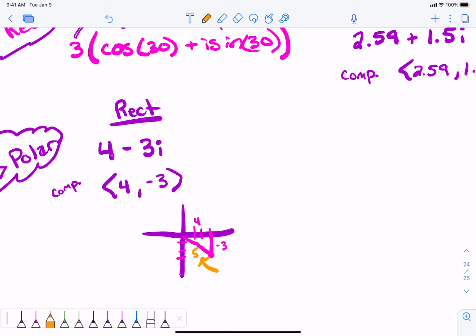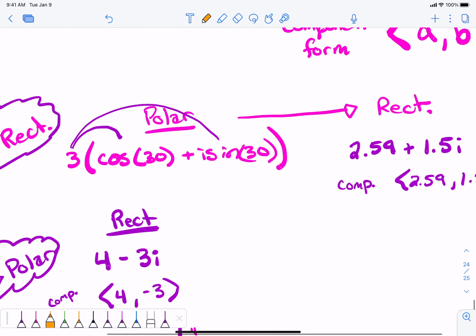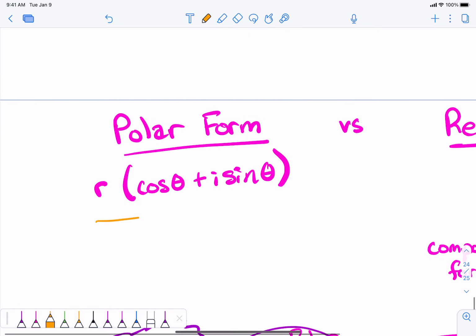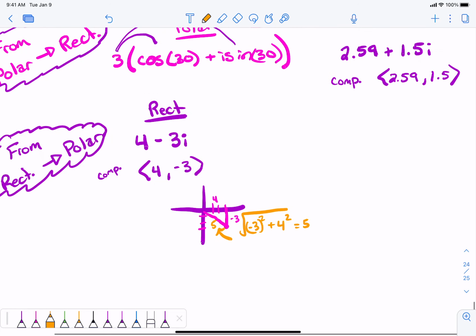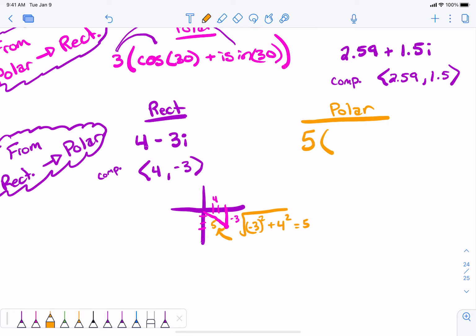Okay, so I'm just going to write out all the work. Negative three squared plus four squared, and the square root of that equals five. That's that number in my polar form, which looks like this. Where does the 5 go? R. That's R, right? That's the number out in front. So 5 is the R, and then all I have to do is find my angle. So I have cosine theta plus I sine theta.